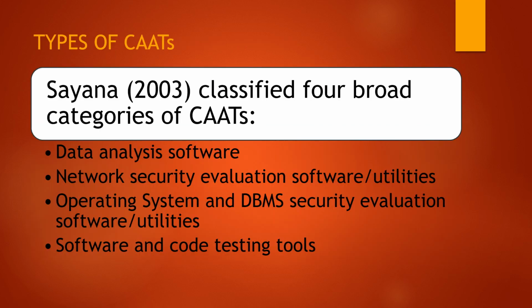So there are types of CAATs. So there are 4 broad categories of CAATs. So first is the data analysis software, the network security evaluation software, utilities, the OS, the operating system, and the DBMS, security evaluation software utilities, the software and code testing utilities. So apat, no? Data analysis, part ito ang dirita, Excel. Mo ni siya sa Excel. Kini lang atong ginagamit. The other one, they will buy it, no? Network security evaluation, yung mga utilities, the OS, the DBMS, software and code testing. So, apat ang ating categories.